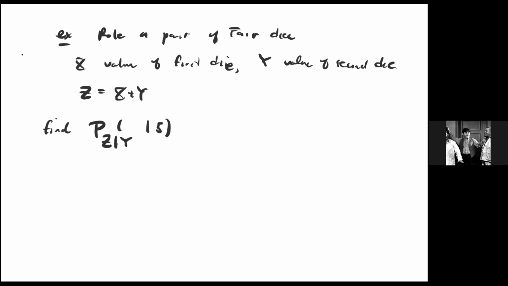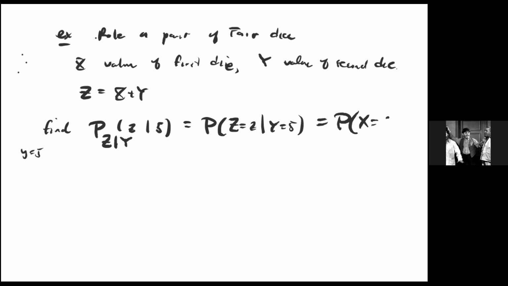We set the lowercase y equal to 5. So in other words, I want to calculate, let me use lowercase z here, P sub Z given Y of z, 5. What does this mean? This means the probability that Z equals z conditional to Y equals 5, remember. But you see, what does that mean? If the second die has value 5, and the sum of the dice is z, that's exactly the same thing as the first die being equal to z minus 5.